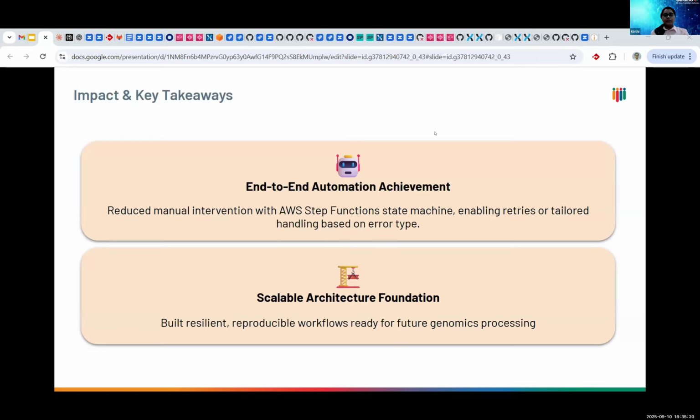And the other one is we have achieved a degree of automation. So the workflows which I have mentioned, they run on their own. They automatically handle the polling, the retries, any error recovery based on the rules we have put inside the state machine. That means our team doesn't need to spend a lot of time babysitting the whole process.